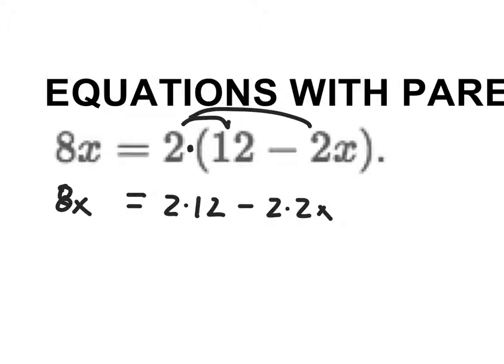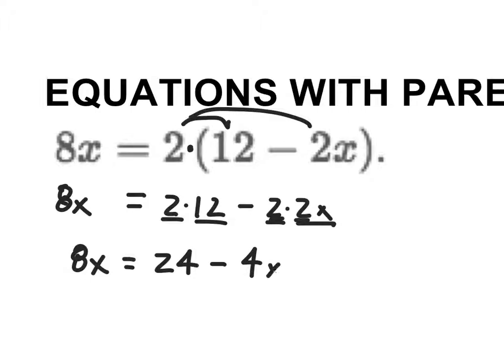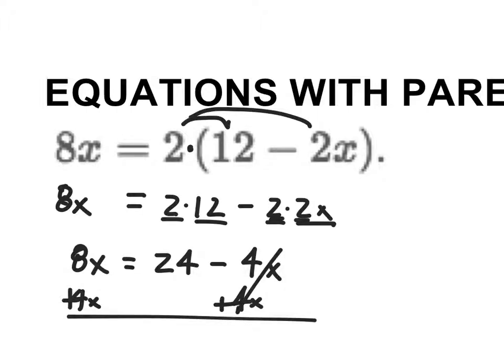When I do this, let's rewrite our equation. 8x is equal to, and let's do the math. 2 times 12 gives me 24, minus 2 times 2x. I just multiply my numbers together, so I get minus 4x and keep my x. Now I have to combine my like terms. I'm going to move this negative 4x over to the left side, which keeps everything positive. So I add 4x, and that gives me 0 on that side, 12x here, since 8x plus 4x is 12x, and that equals 24.